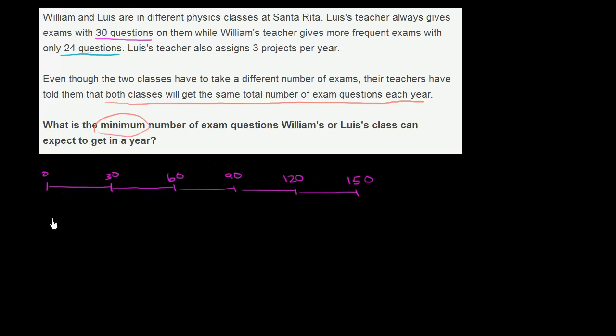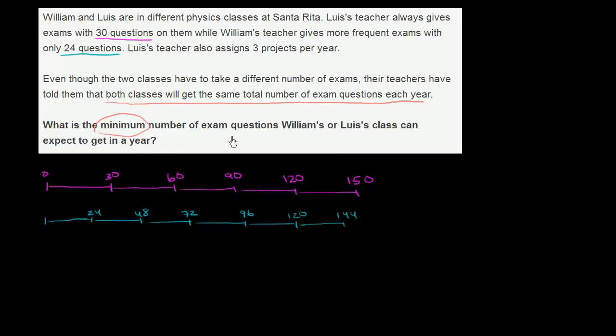Well, William's teacher, after the first test, they're going to get to 24 questions. Then they're going to get to 48 after the second test. Then they're going to get to 72 after the third test. Then they're going to get to 96 after the fourth test. I'm just taking multiples of 24. And then after the fifth test, they're going to get to 120. And if there's a sixth test, then they would get to 144. And we could keep going on and on. But let's see what they're asking us.